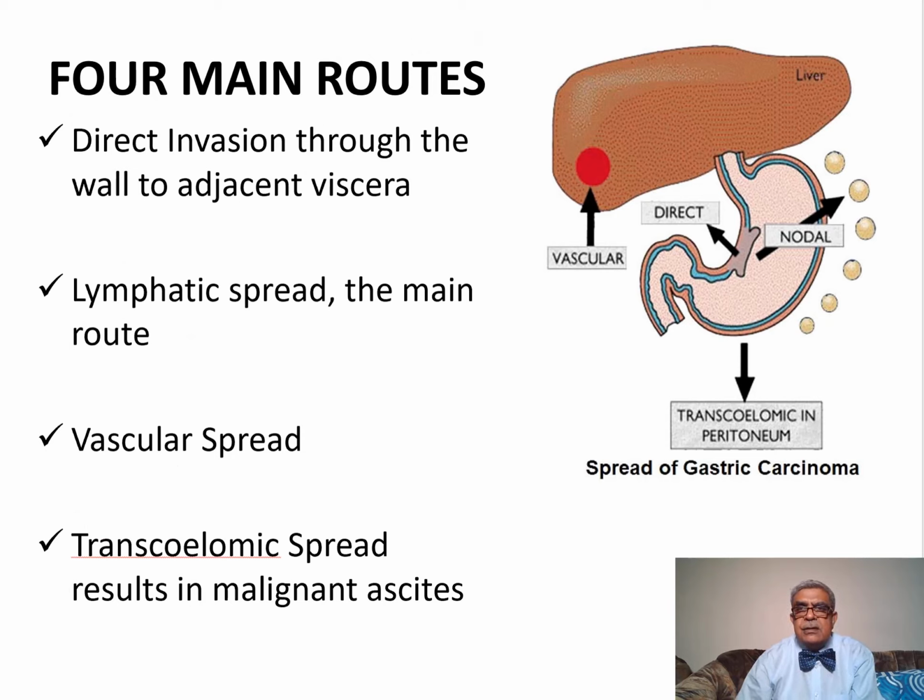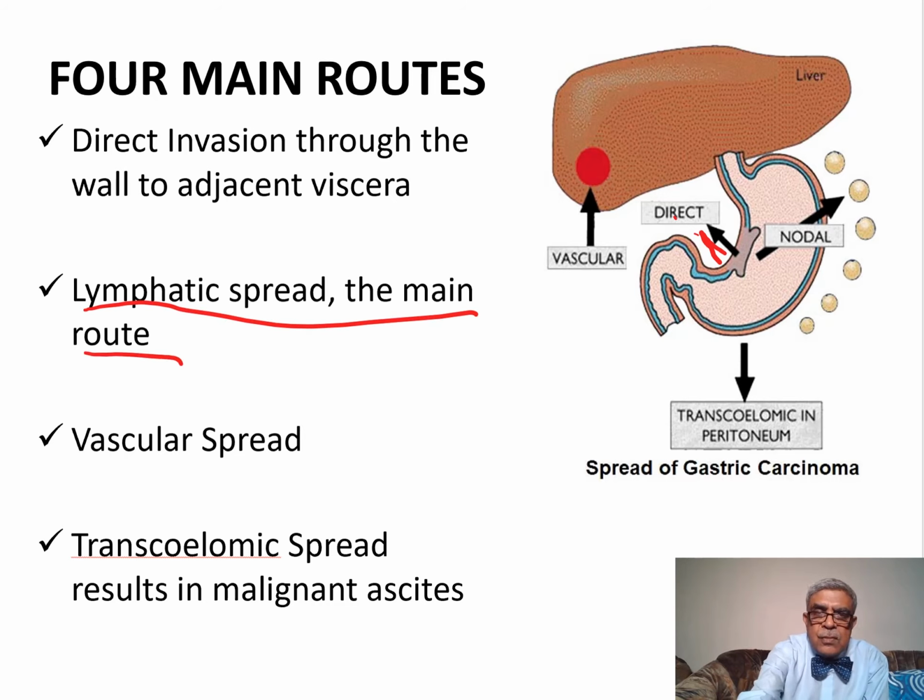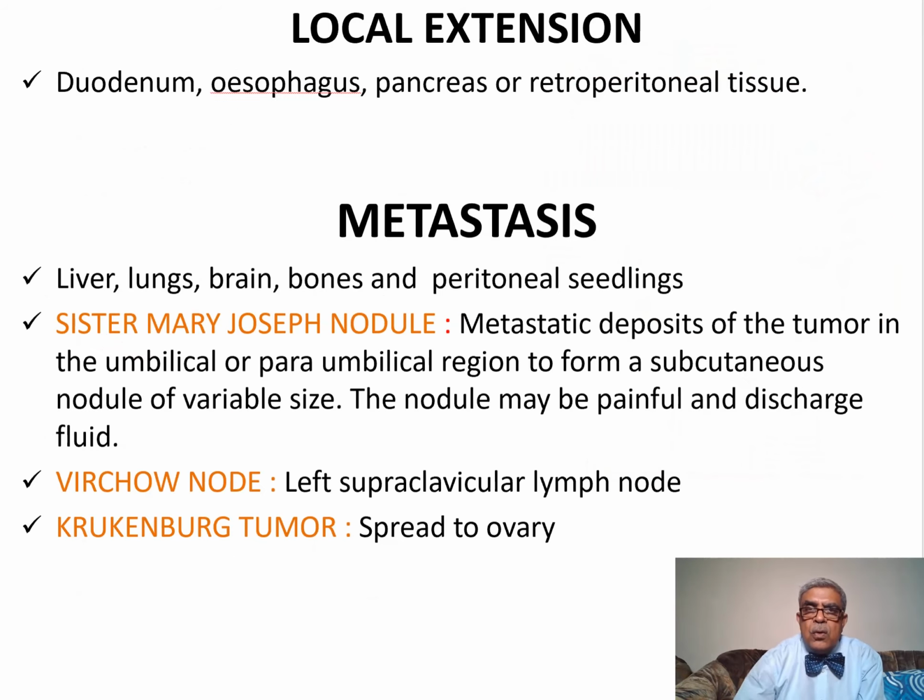Now regarding the spread, if you can focus on it, there are four main routes: direct invasion to the adjacent viscera, lymphatic spread, which is the main route, vascular spread, and then transcoelomic spread, which results in malignant ascites. Local extension, that is local spread, is to the duodenum, esophagus, pancreas or retroperitoneal tissue.